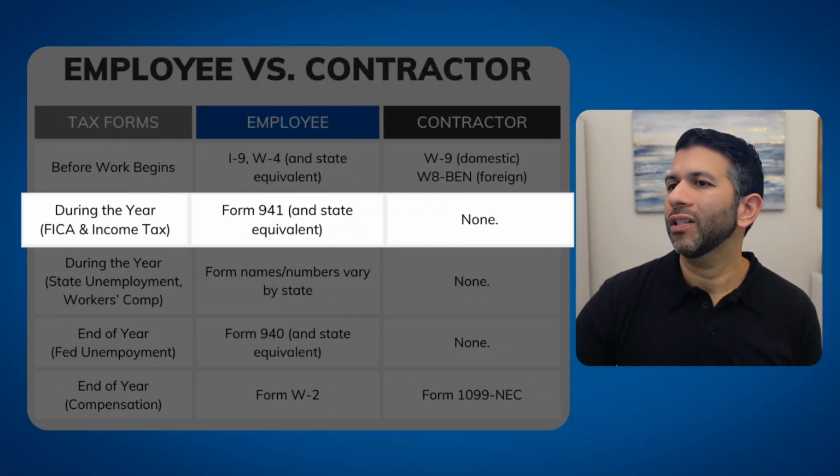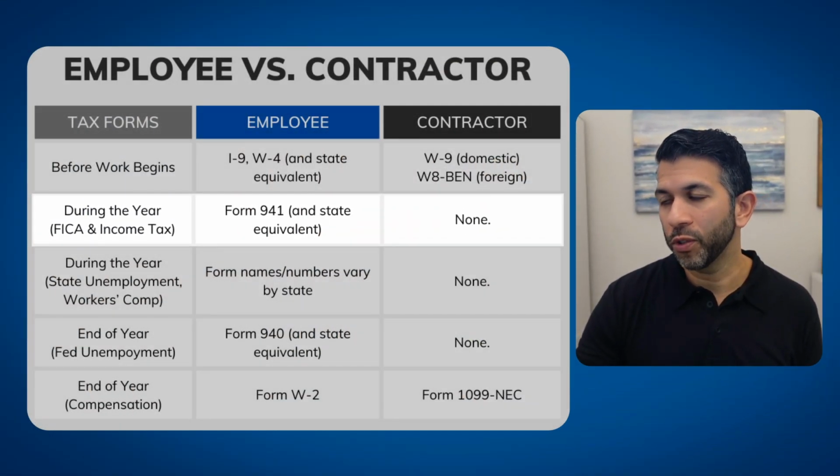At the state level, the various states have different form names, so I couldn't list them all, but you're going to have a state equivalent form that does the same thing. Obviously at the state level, there's no Social Security and Medicare tax, but there is income tax, right? If you're in a state that has income tax, you're withholding that income tax from their paycheck and sending it to your state's government. The contractor doesn't have to worry about this. There are no tax forms, okay?